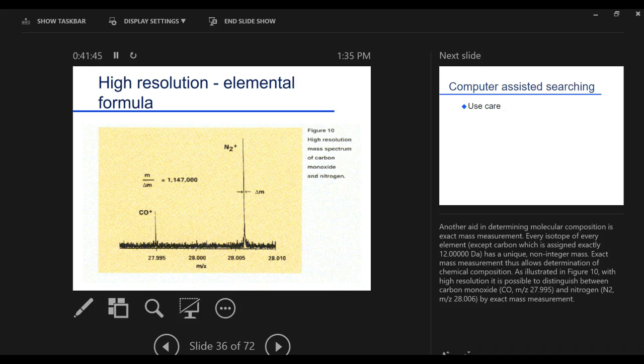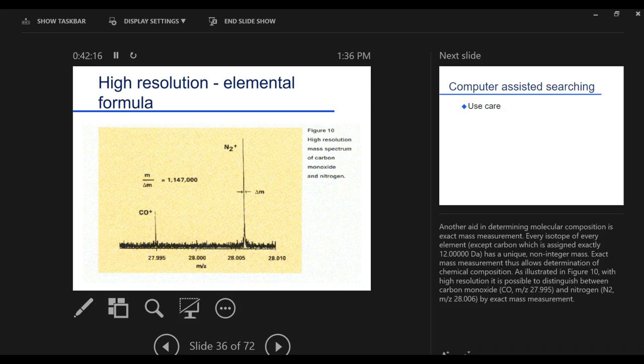But if we now have an instrument that measures that mass accurately, we can get a decimal to 3 decimal places. So at mass 28, it's 27.995. Now I know it can only come from a certain combination of atoms. I know what my molecule is made up of, what atoms. So it's called high resolution. And so here's nitrogen over here. That's 28.005 is the mass.